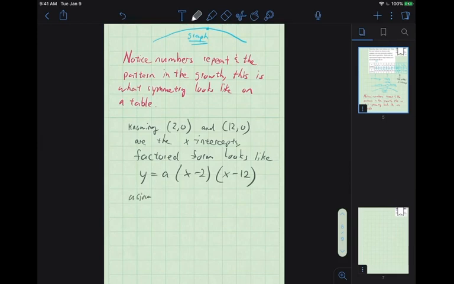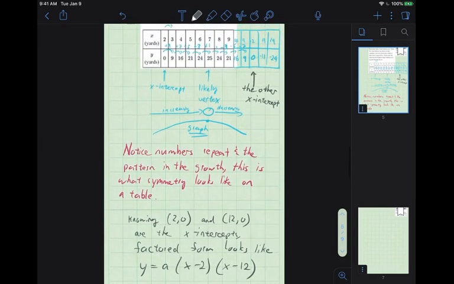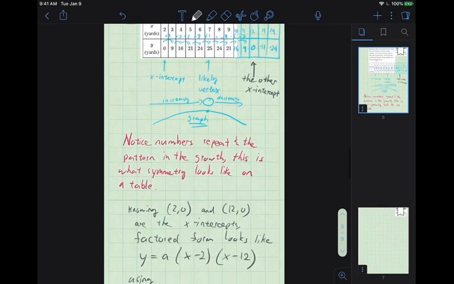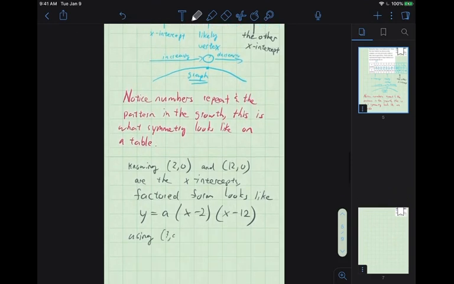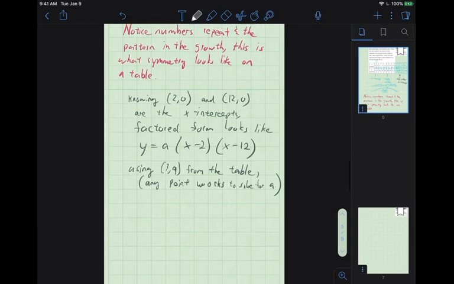Using, let's pick, so any point works, it doesn't have to be the vertex. Let's choose (3, 9) from the table. Any point works, to solve for a. Okay. I just chose (3, 9) because those are the smaller numbers.